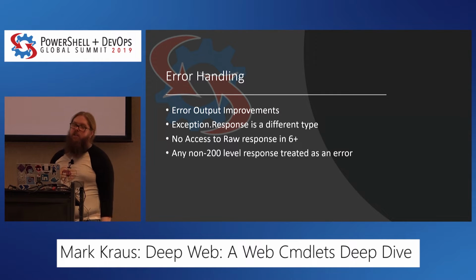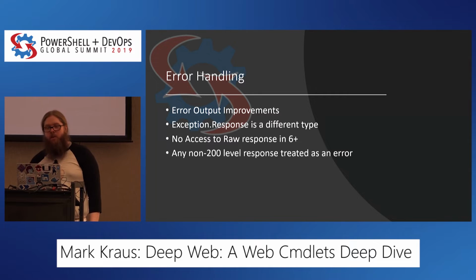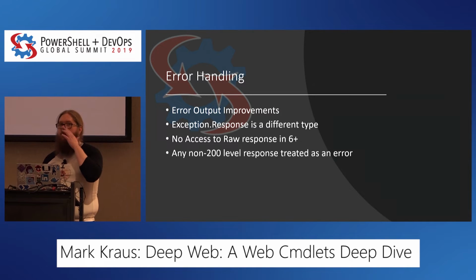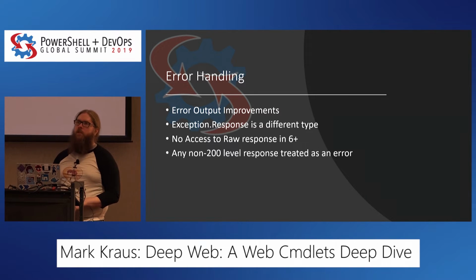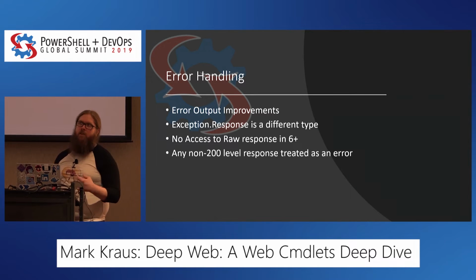And then another change is that now in 6.0, any call to anything that returns a non-200 level response, like 201, is a success response. These are all successful response messages that HTTP has defined. And now they come back as errors if they're not in that level.